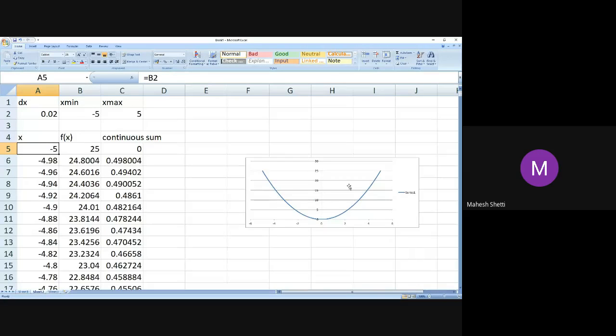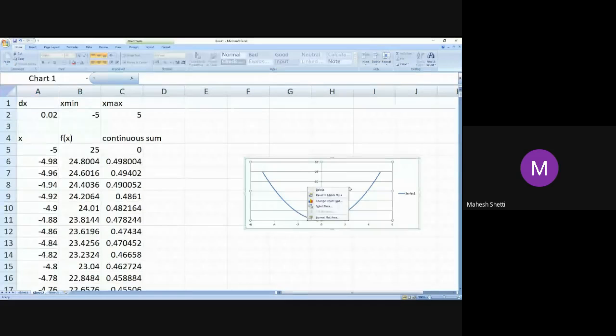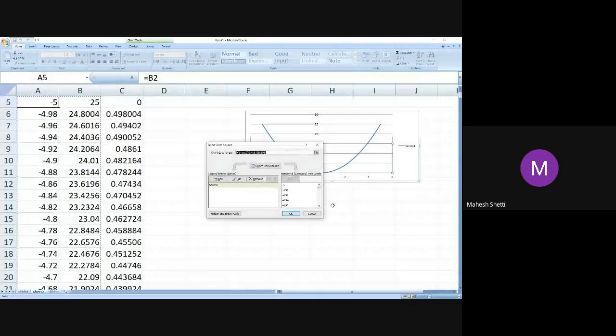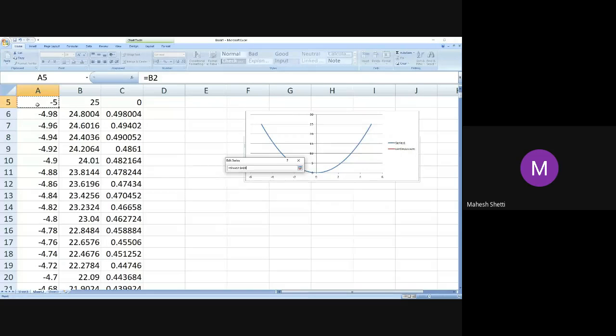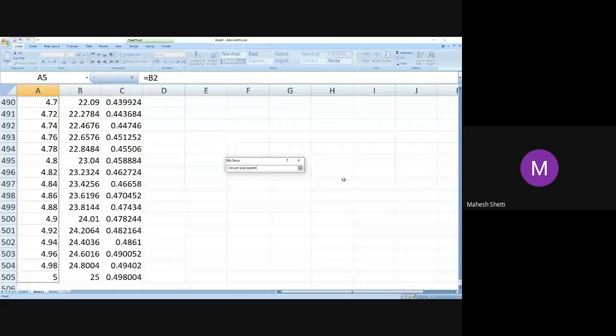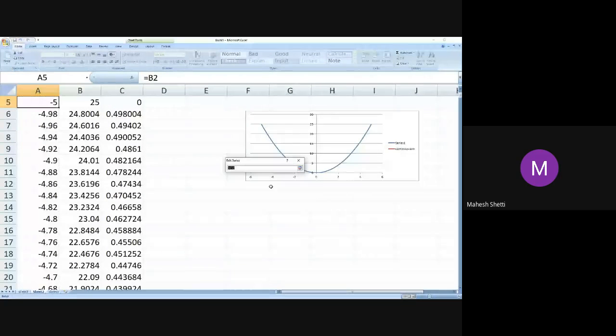If I plot additionally one more thing, one more chart, I go to select data, add one more series, and continuous sum I see, and X series I take the same, and Y series I take this continuous sum.